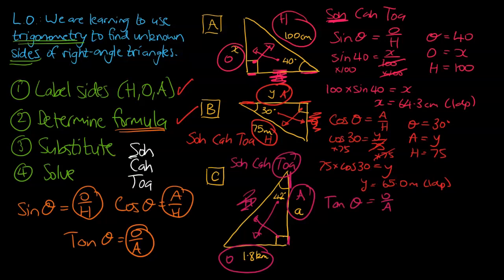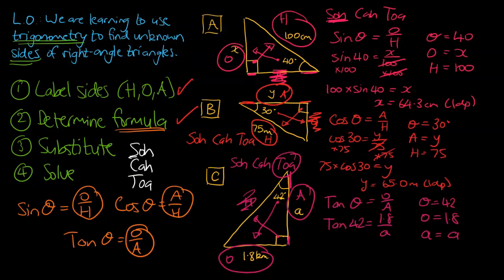So we've determined the formula. We're now going to substitute. So what are the three values we care about? The angle is 42. That's inside the triangle. The O value is equal to 1.8. And the A value, well, that's going to be equal to A as well. By chance, the letters are the exact same, but normally the letters are different. So we've got tan, the angle goes away and we're going to put in our number. So that's tan 42 is going to be equal to 1.8 divided by A.